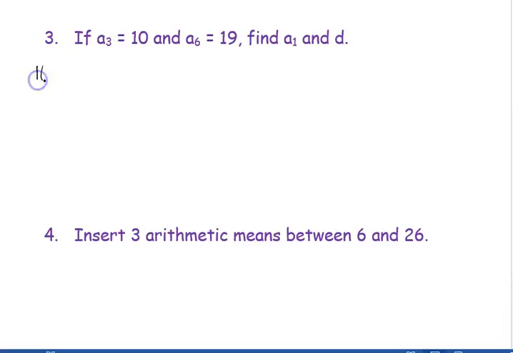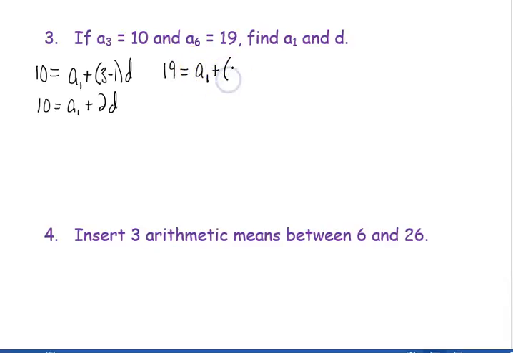So a sub 3 would be 10, so 10 would equal a sub 1, which we don't know, plus n minus 1, in this case our n is 3. And our d we don't know. I can simplify this a little bit and say 10 equals a sub 1 plus 2d, which is a little nicer to work with. For the second one, a sub 6 is 19, so 19 is going to equal a sub 1 plus n minus 1, so our n here is 6, 6 minus 1 d, and again I'm going to simplify that, a sub 1 plus 5d.